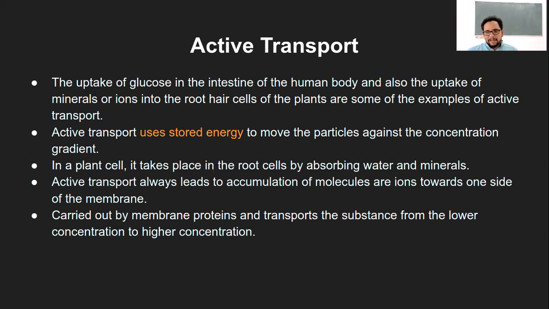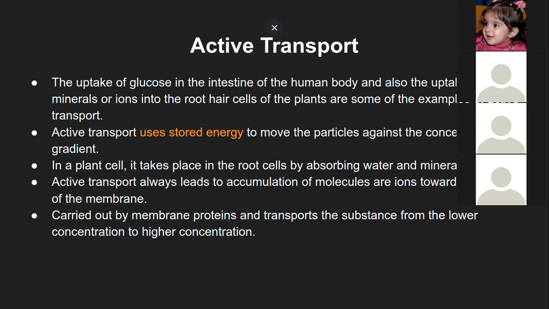The second example mentioned there is the uptake of minerals into the root hair cell, minerals or ions or all of those molecules. Now, why does it have to be active transport? Can someone explain this? Why does uptake of minerals or ions have to be active transport?